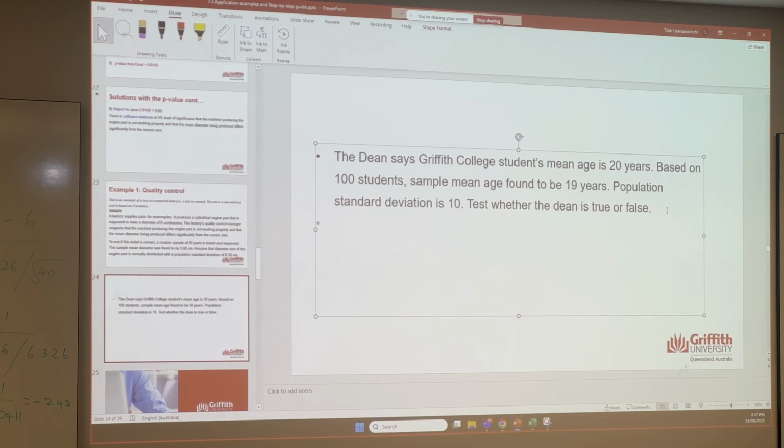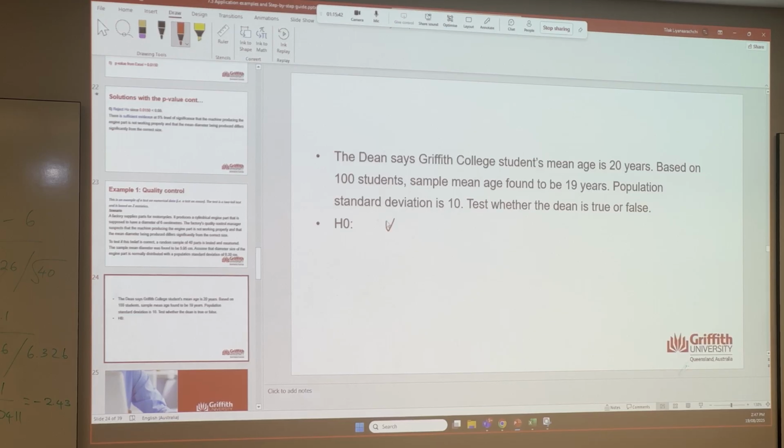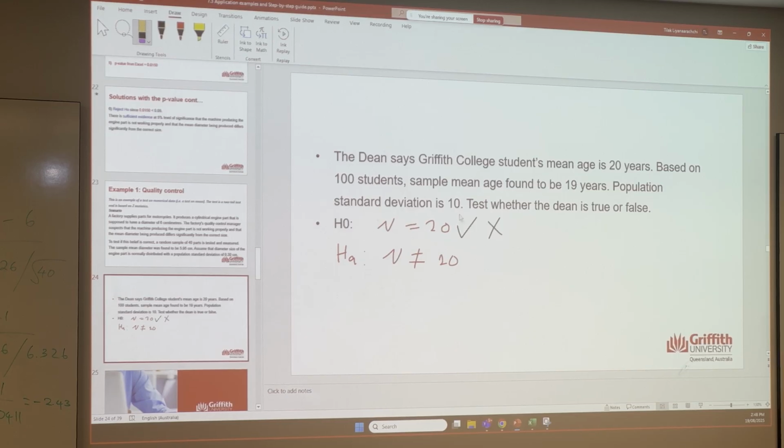When you do this question, the first thing is setting up H naught. What is H naught? Mu is 20. That is your H naught, right? What about H1 or HA, the alternative hypothesis? Mu not equal to 20, easy, right? If H naught is accepted, Dean is correct. If it is not accepted, Dean is not correct. So can you see whether you're going to accept the null or not?